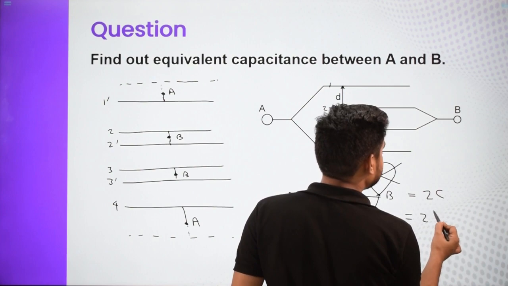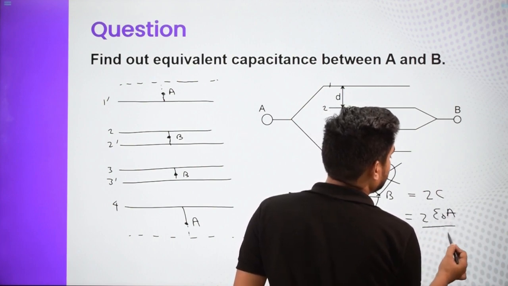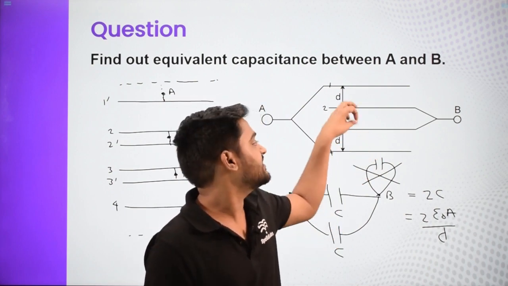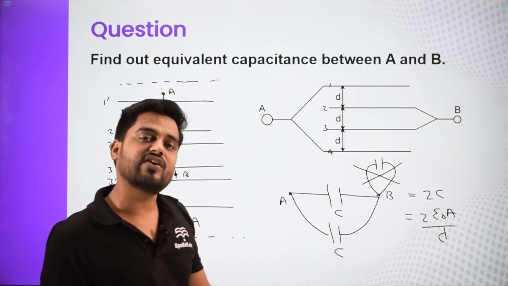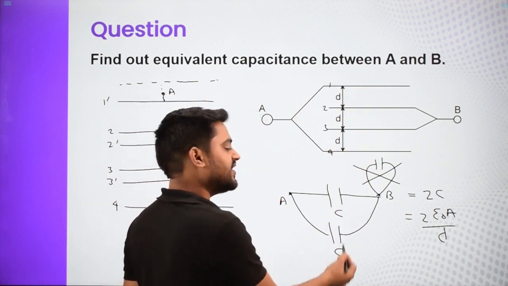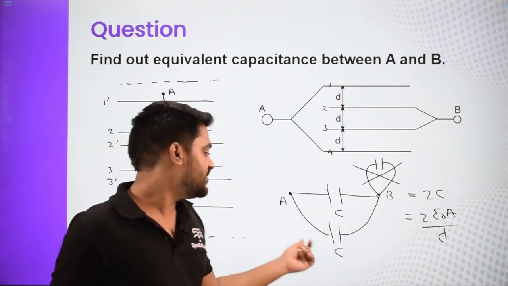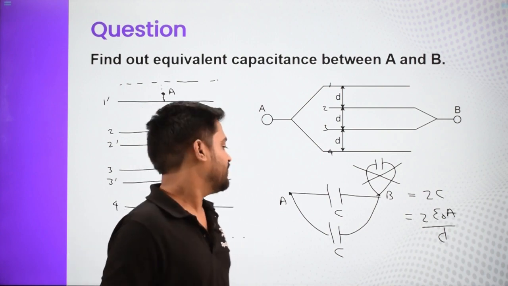That is 2 and C is what? Epsilon naught A by D. What is A? A is the area of each of these plates and D is the separation which is equal in this case. If they are not equal, then they will be like C1, C2, where C1 is epsilon naught A by D1 and C2 is epsilon naught A by D2.